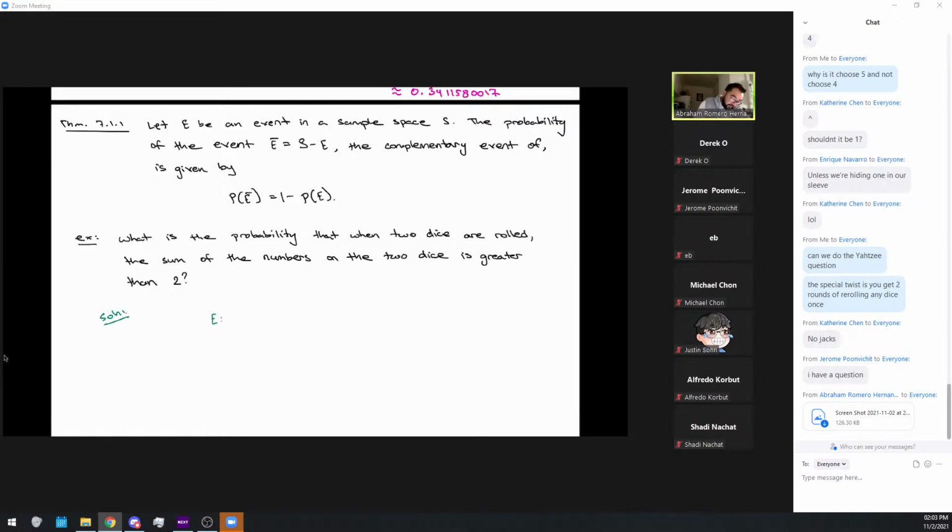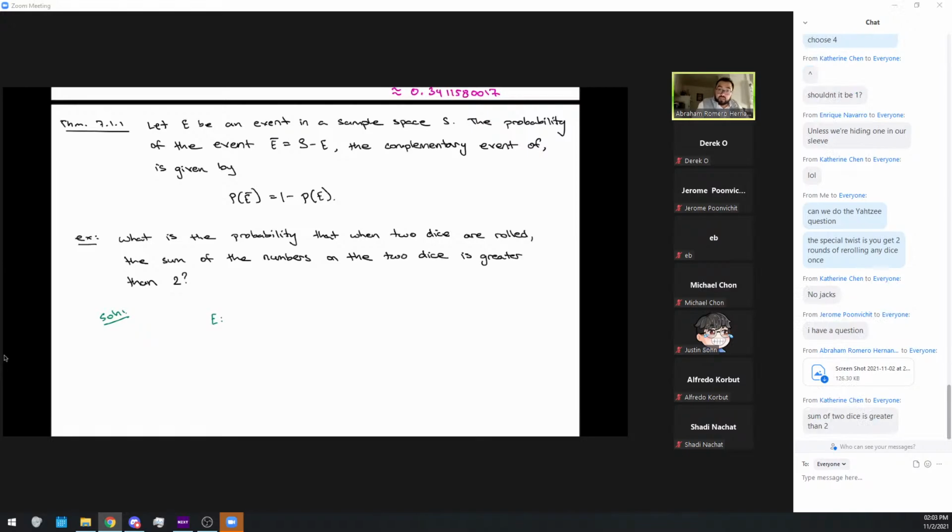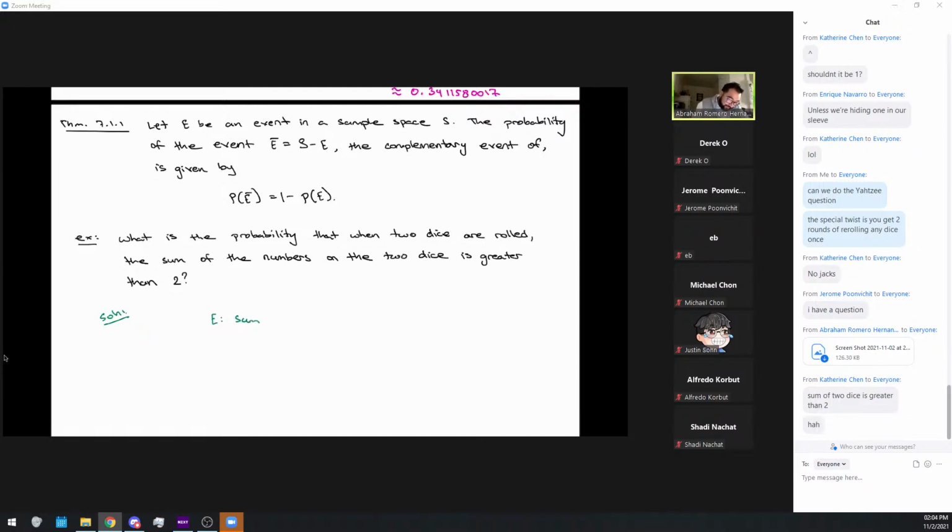Solution. First of all, what is the event here? Sum of two dice is greater than 2. Exactly. You can just sum it up as that. The sum of two dice is greater than 2. Now, what is the sample space of that? What is our sample space?